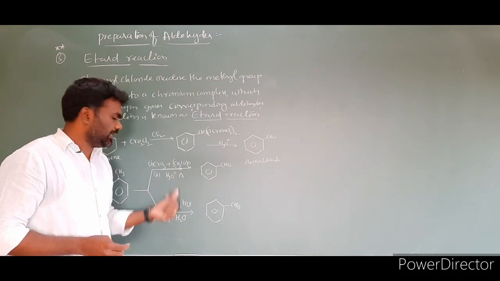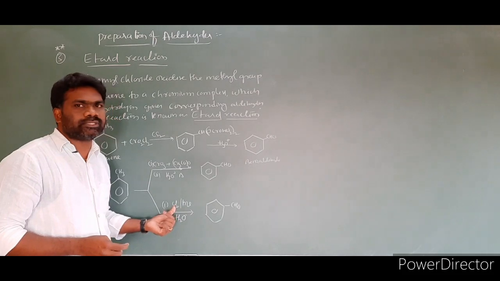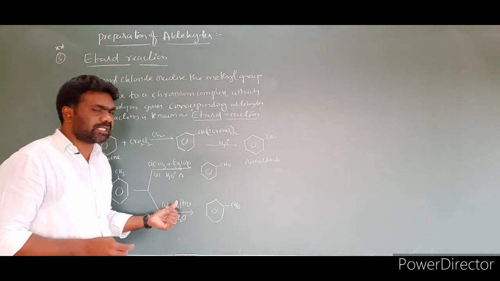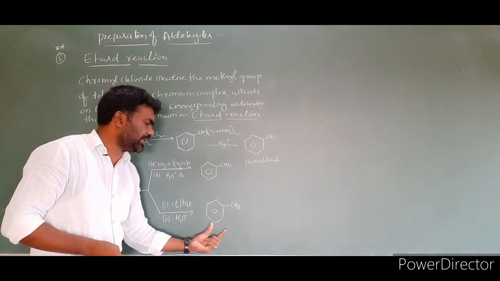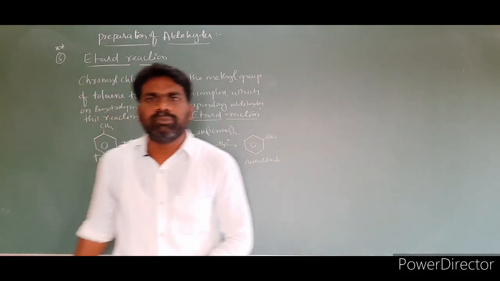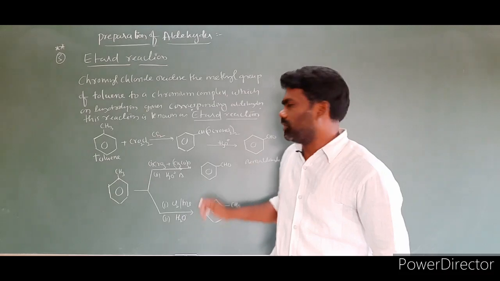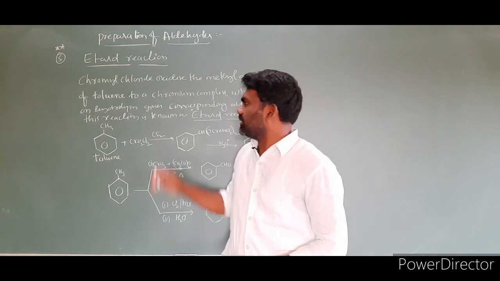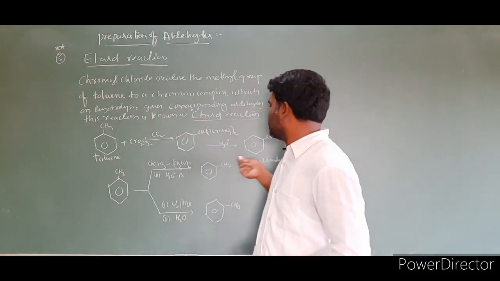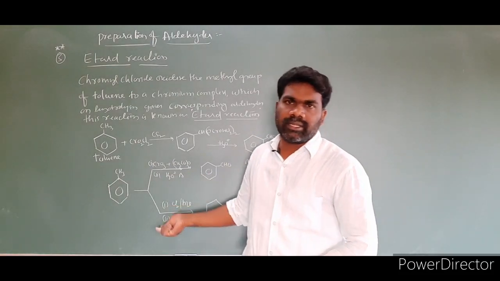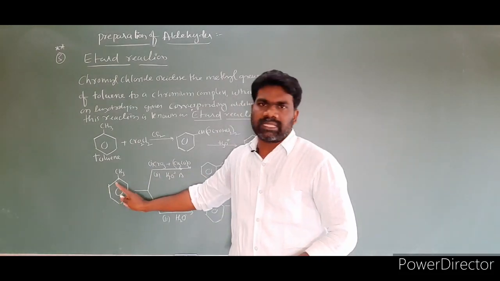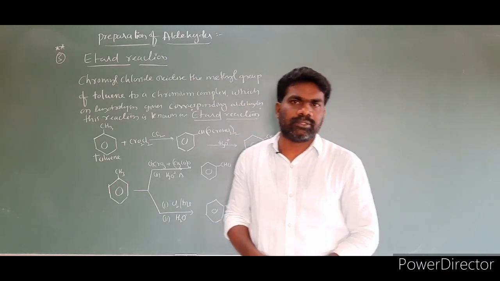Two steps are there, here also two steps. First we do side chain chlorination, and after the side chain chlorination we do hydrolysis. The product is benzaldehyde. So even by using these two methods we are able to prepare aldehydes. This is only up to the Etard reaction. These are the alternative methods to prepare aldehydes by using methyl benzene, nothing but toluene.